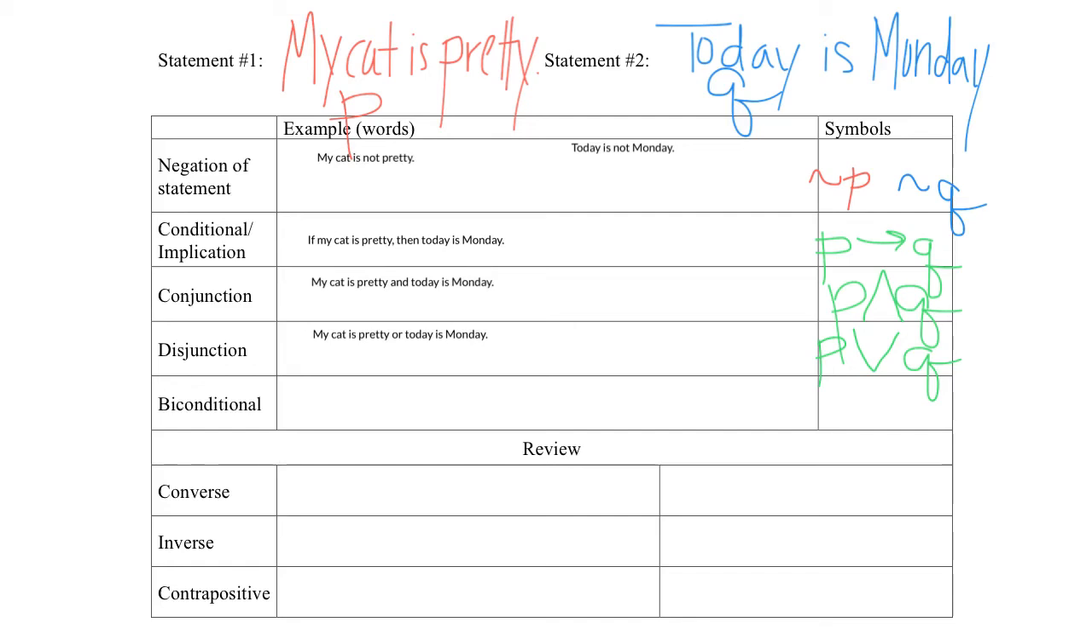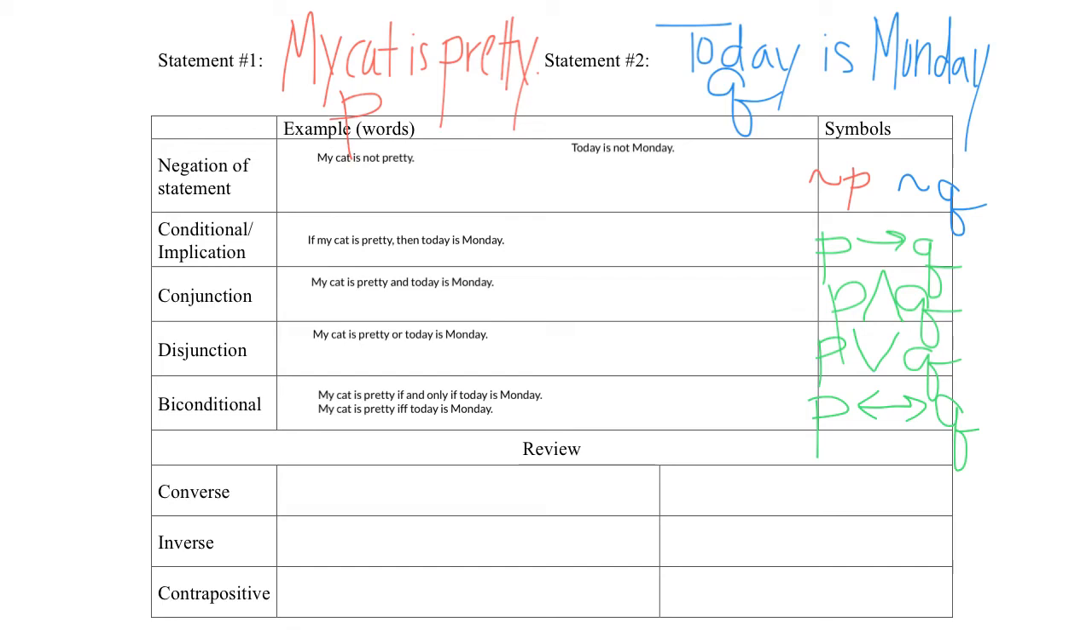All right, and the last new one is the biconditional. And this would say, my cat is pretty if and only if today is Monday. You could also write, my cat is pretty, and then you could write IFF, and that would stand for if and only if today is Monday. Both of those would be acceptable when you wrote it out in words. For the symbol, it's P and then a double-ended arrow into Q. So the double-ended arrow means if and only if.